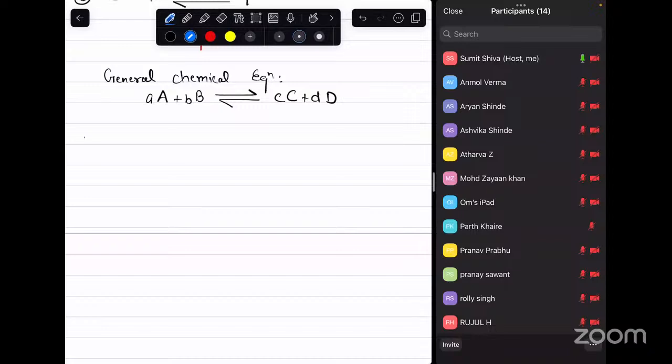What is forward reaction first of all? In this concept, what is forward reaction? Forward reaction is a chemical reaction in which reactants get converted into products. And backward reaction will be which one?